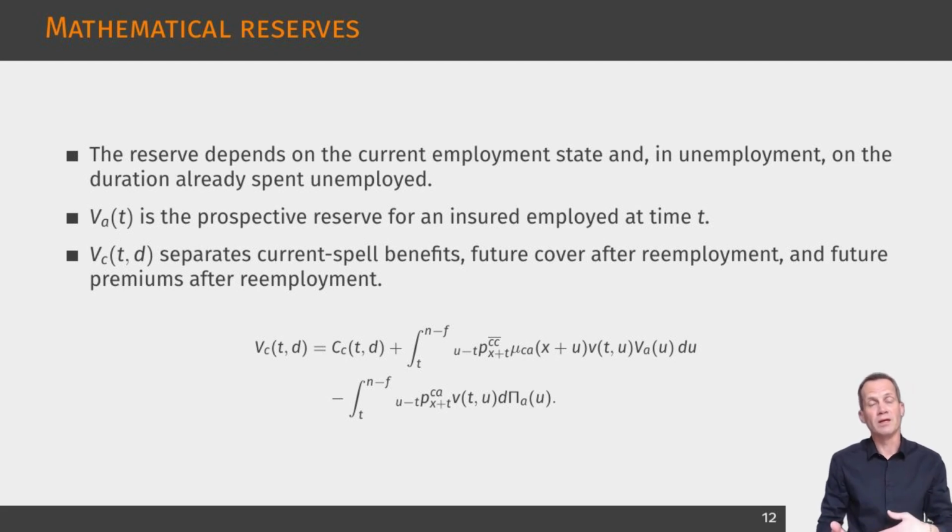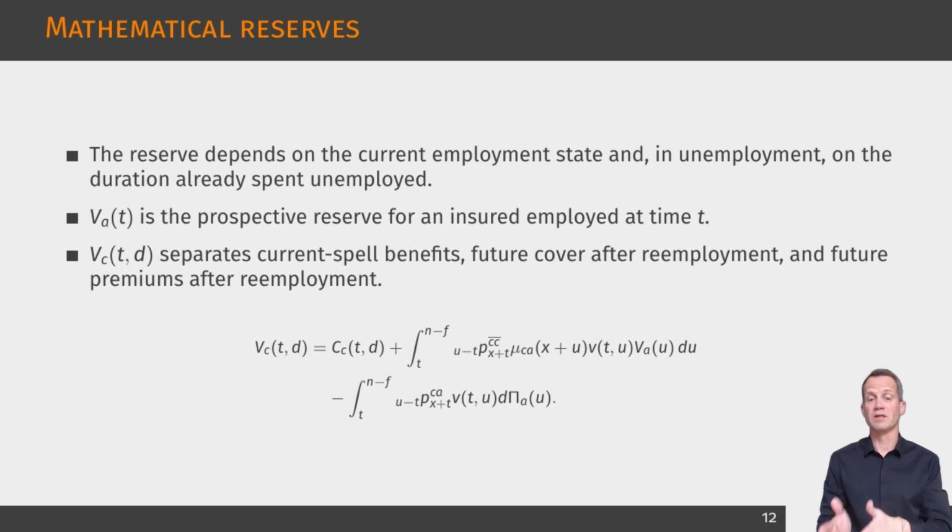The expression on the slide decomposes the unemployed reserve into three parts. The first part, denoted by the current spell component, values benefits attached to the unemployment spell already in progress. The second part accounts for the possibility that the insured returns to employment at a future time. If that happens, the contract re-enters the active state valuation, and the relevant future reserve becomes the employed reserve at the re-employment date. The third part subtracts future premiums that may become payable after re-employment.